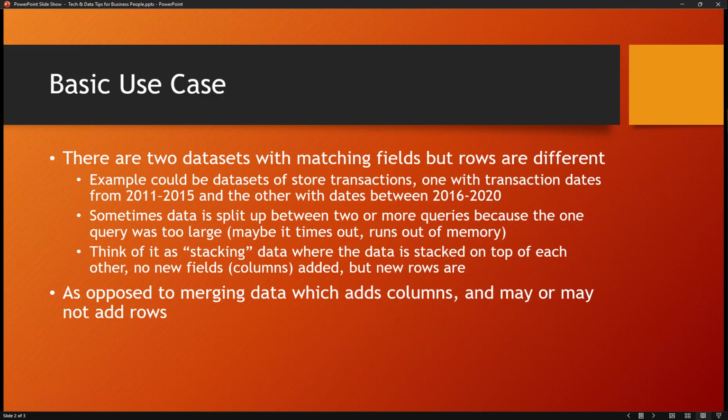Sometimes you might have two or more data sets that have the same exact columns, but they have different rows, because you may have written an SQL query that pulls the two data sets separately, because when you try to query all of the data at once, maybe it's too big and it times out or it runs out of memory. You can think of appending data as stacking data, where it's stacked on top of each other. No new fields are added, but new rows are. And this is different from merging data, which adds columns and may or may not add rows.